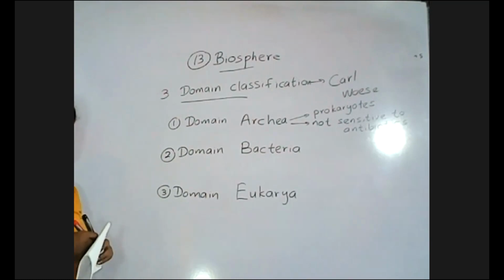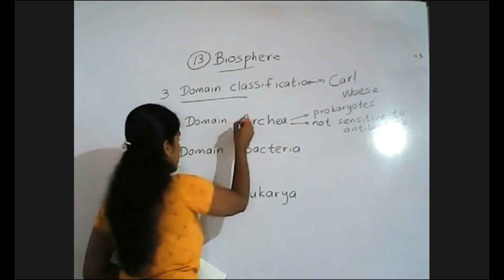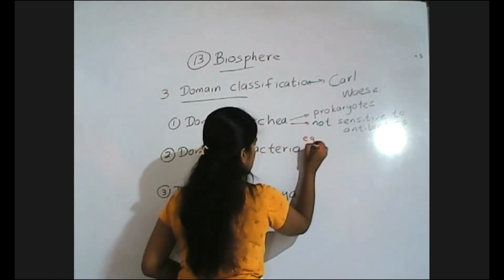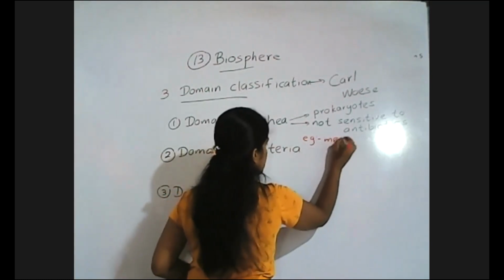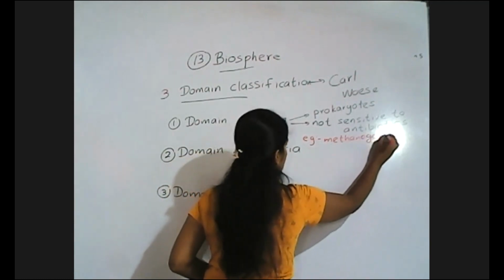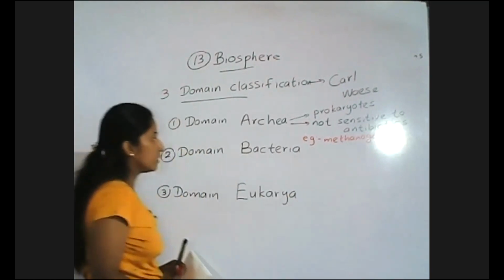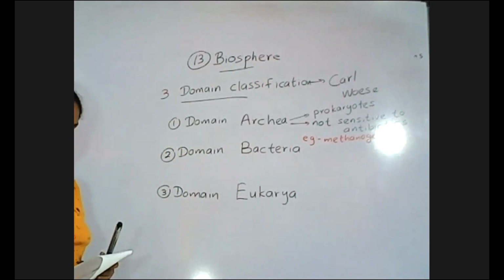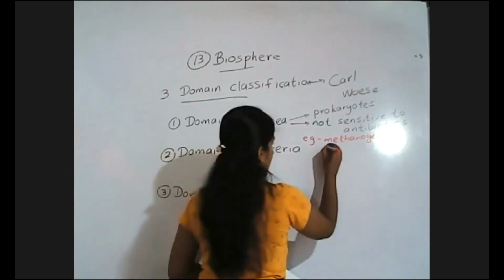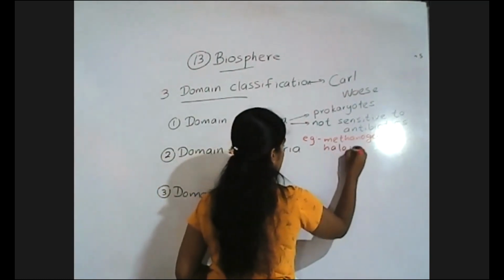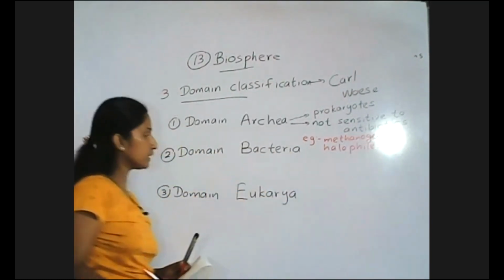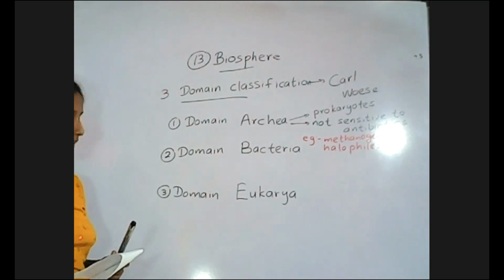And you have to remember the examples, Pute. Who are the organisms in Archaea? Write the examples. Methanogens and Halophiles. Right? Those are the examples for domain Archaea.